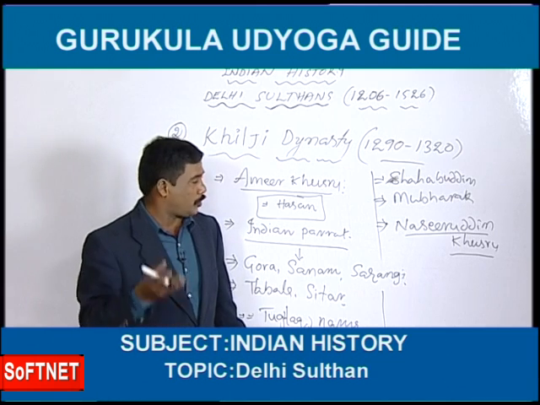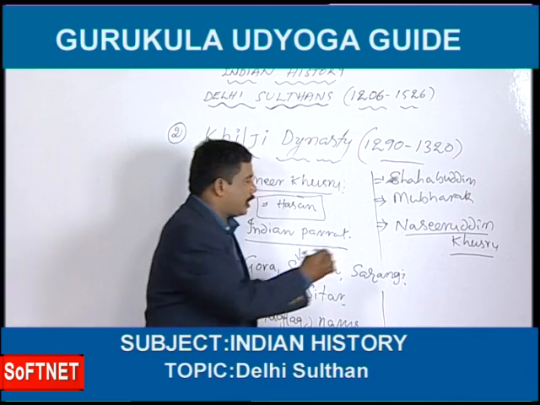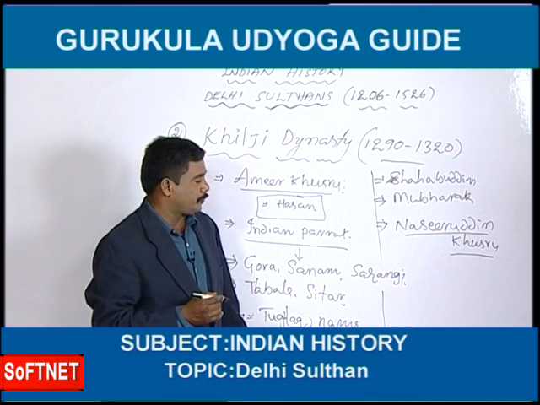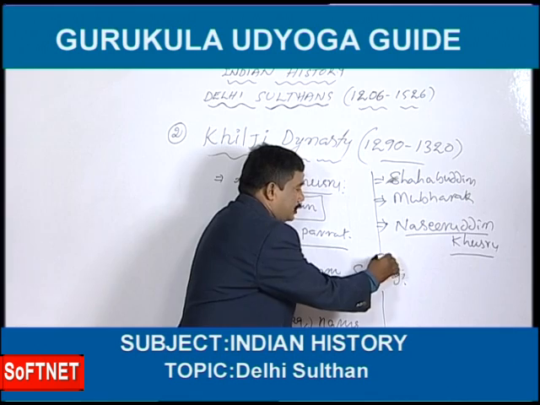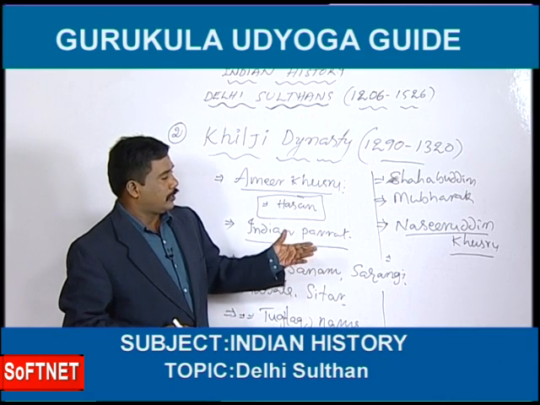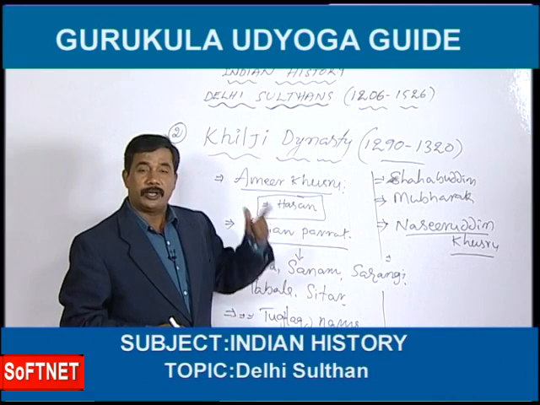For the throne, for becoming Sultan, he converted to Islam. So he was killed by his army chief. His army chief, Ghayazuddin Tughlaq, killed Nasiruddin Khusro, and Ghayazuddin Tughlaq established the Tughlaq dynasty.